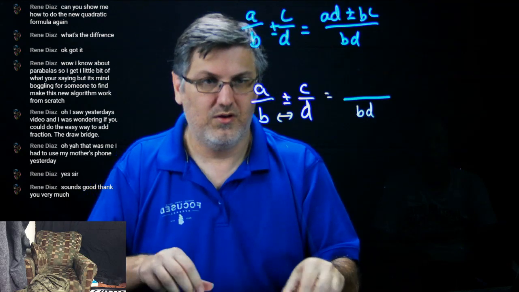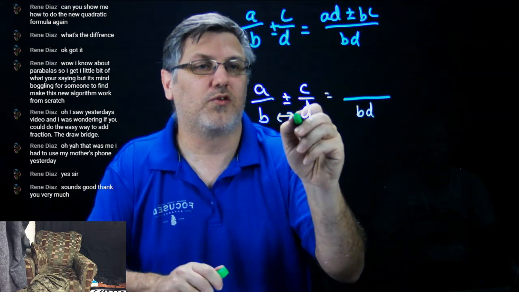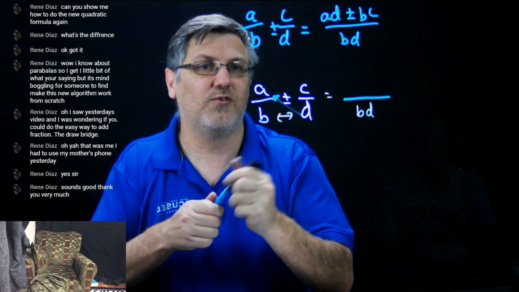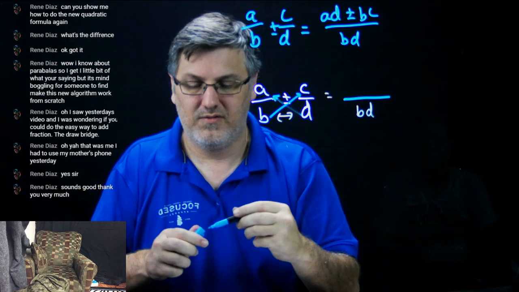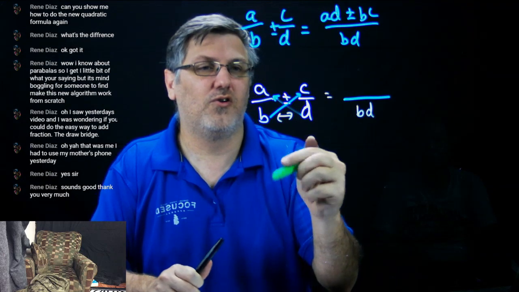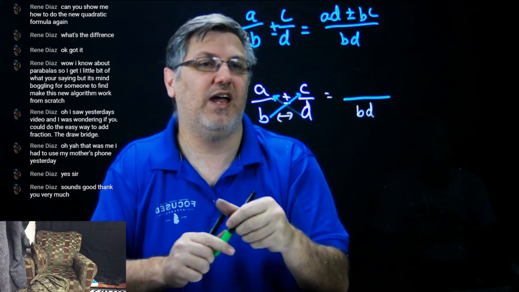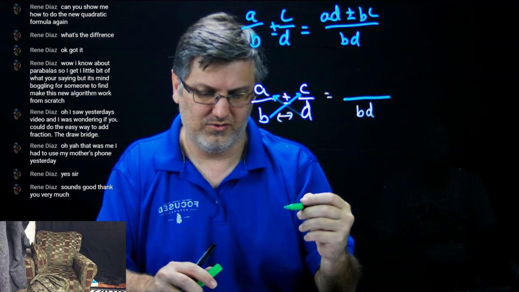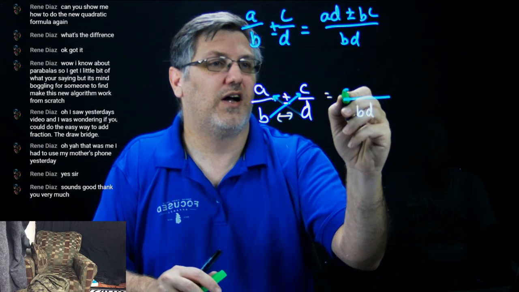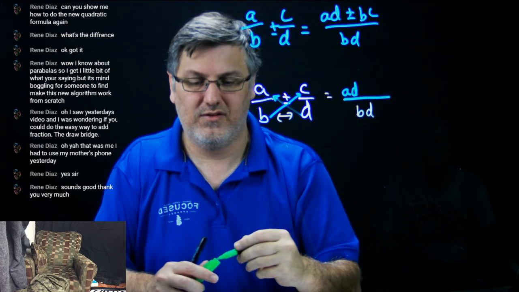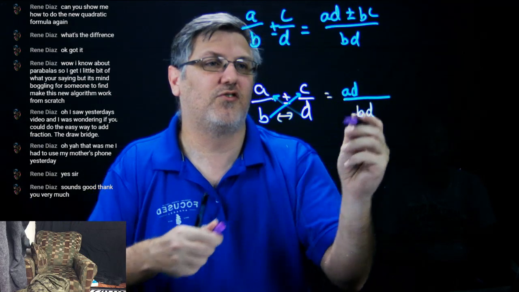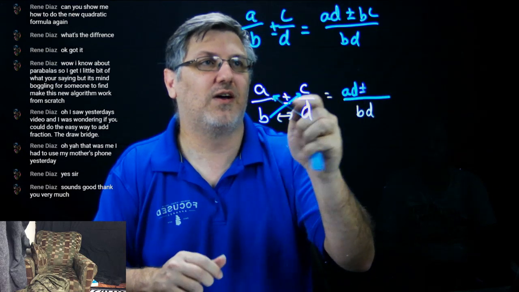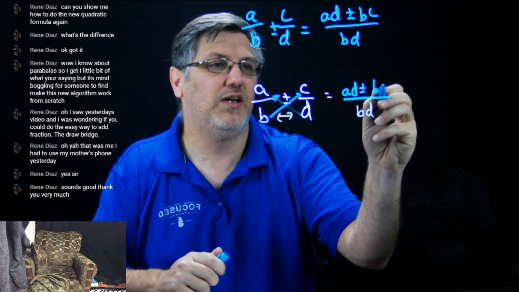Now, we multiply up like the drawbridge, right? I'm going to use different colors to denote different things. So D times A, because of commutative property, I can write it as AD. Now I have my plus or minus because I bring my sign over. Now B times C gives me BC.